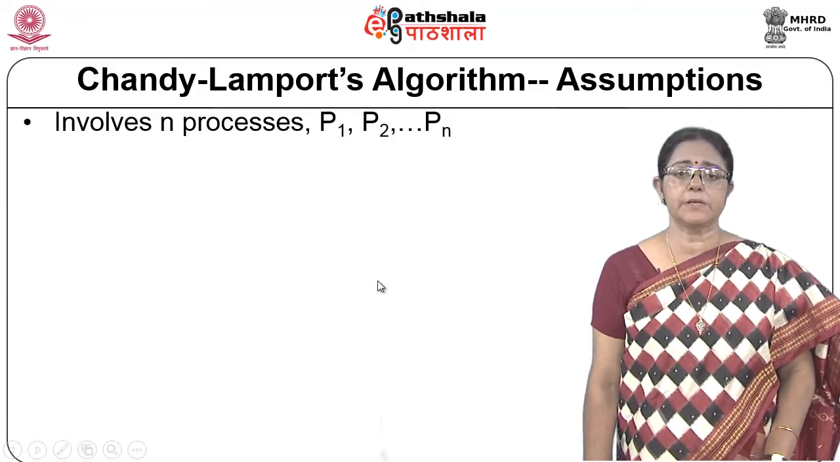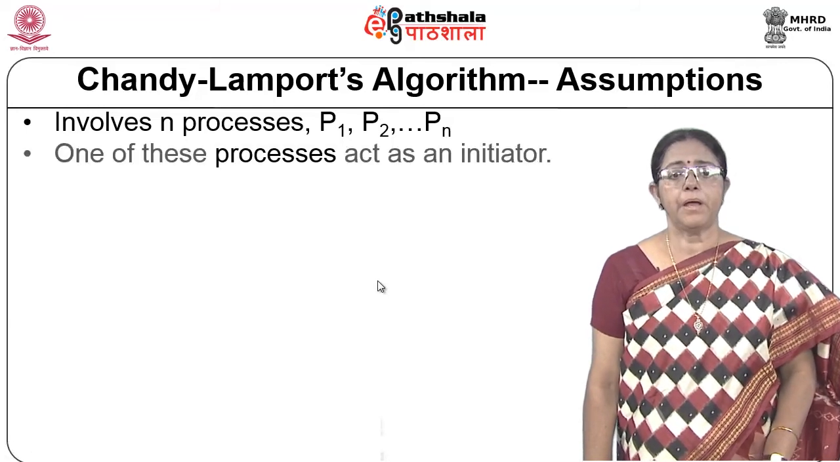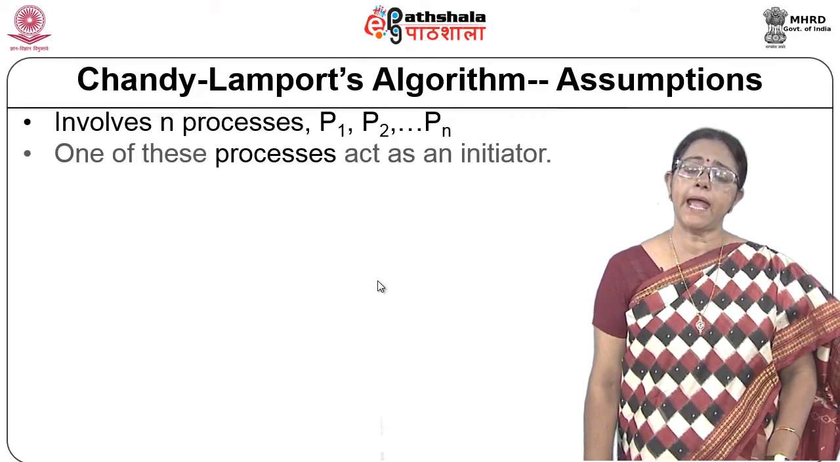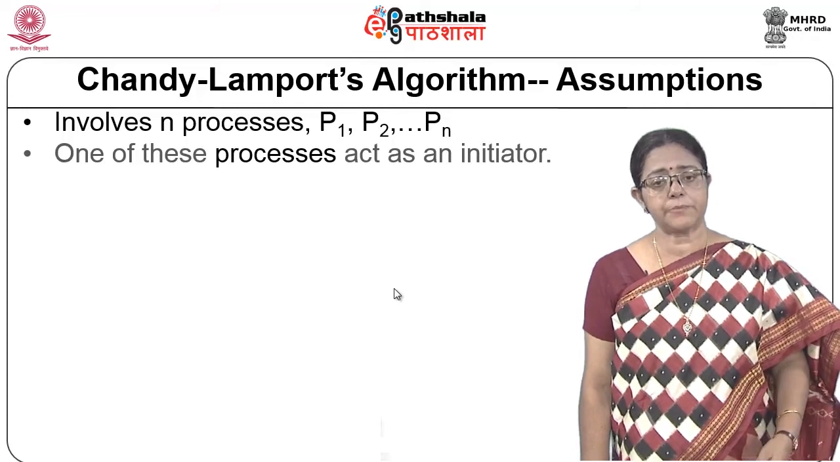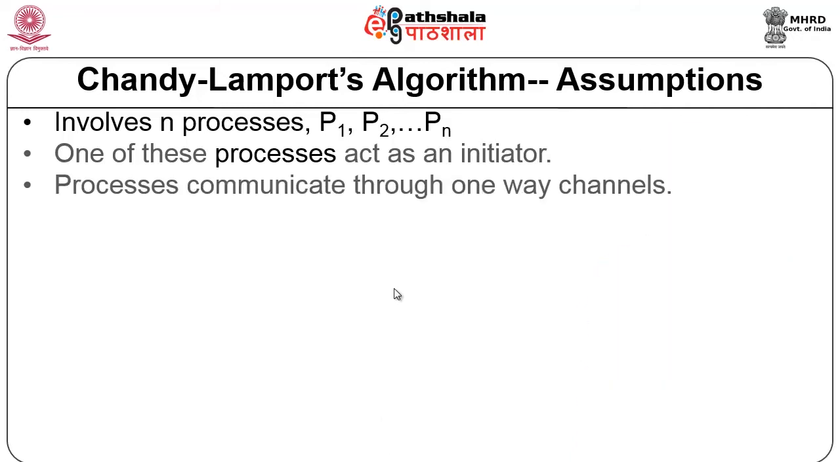There are n processes P1 to Pn. One of these processes will act as an initiator. Somebody has to start the process of taking a snapshot. So, that particular process we call an initiator. The processes are communicating through one-way channels. That does not mean that two processes cannot receive messages from both sides. It means that each communication will be represented using a channel, and these channels will be one-way channels.